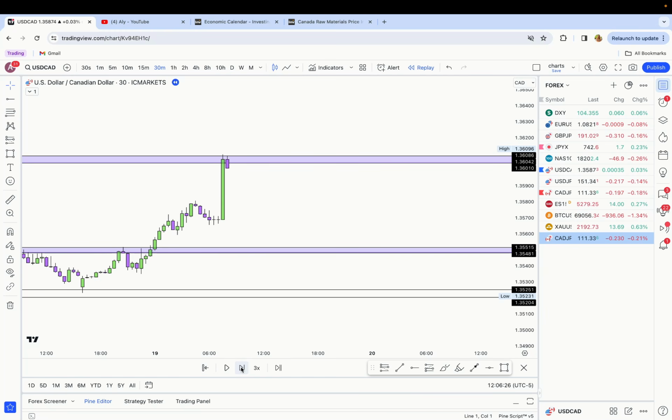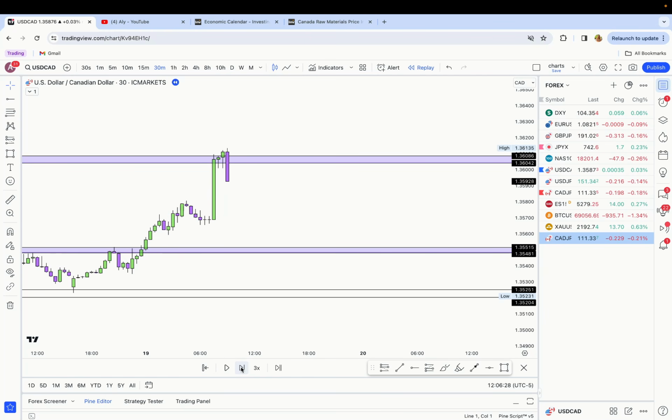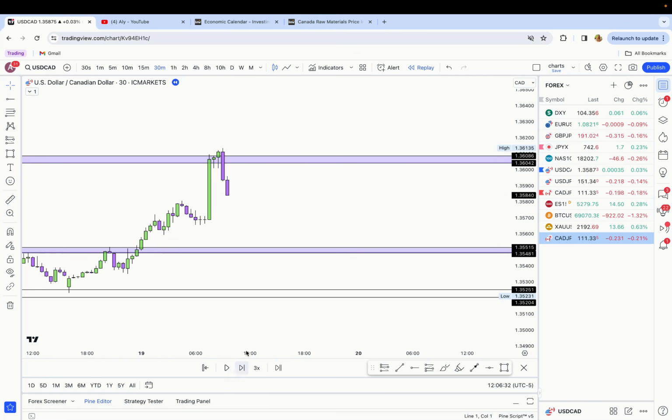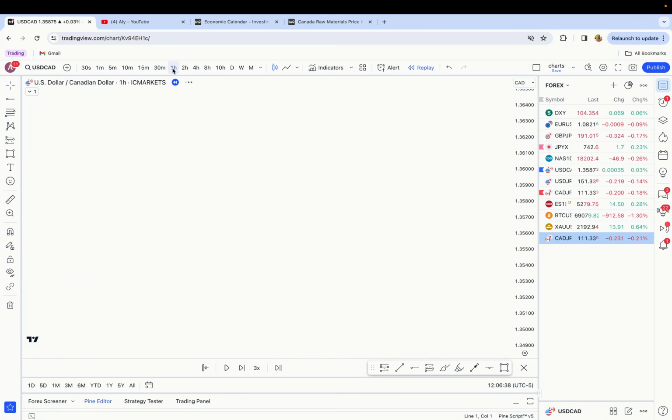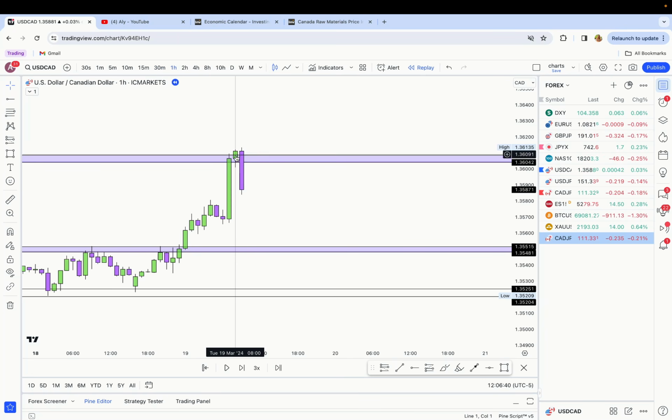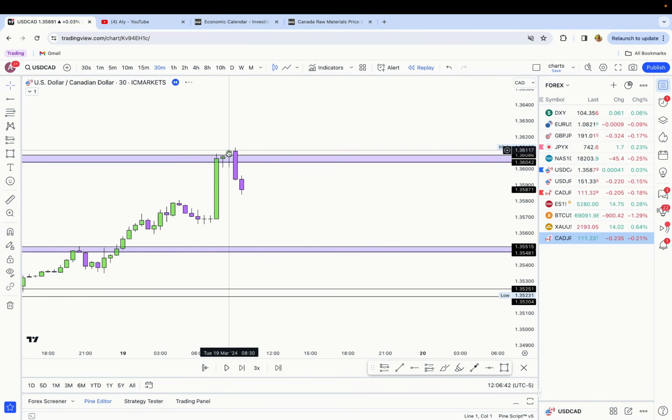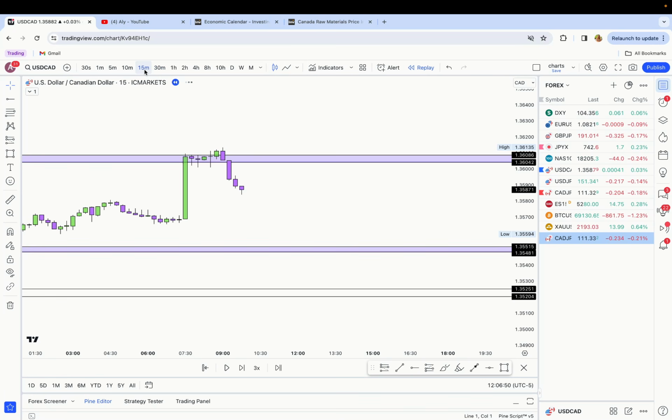So this is our first reaction. The second reaction is coming in, and then it starts dropping. Okay, so we want to try and get price action on this. As you can see, on the 1 hour, we can't really see much. On the 30-minute, we can see a little bit. So this was the first reaction. This was the second. But to be able to get in, we want to break it down further.